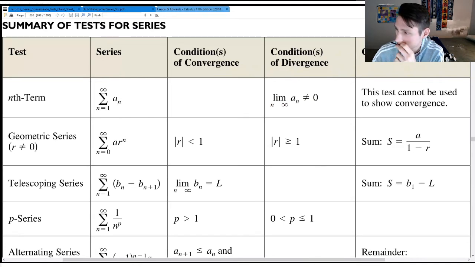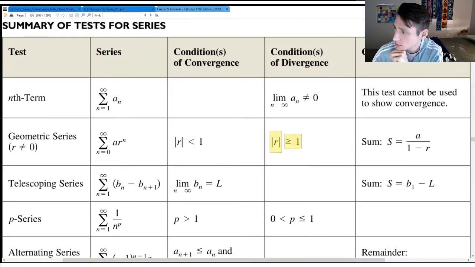Geometric series, all right. For here, we just have to look at the ratio. If it's less than 1, it converges. Greater than or equal to 1, diverges. And we can actually figure out what the sum is by using this formula. If we add up this infinite amount of numbers, what's the number that we'll get? What's the answer? It's this.